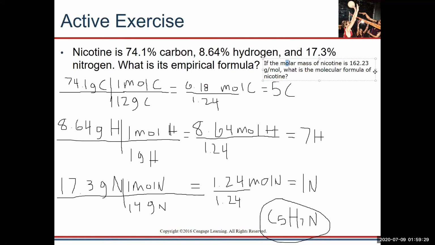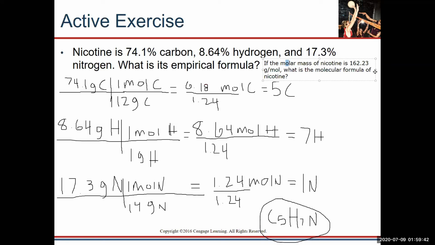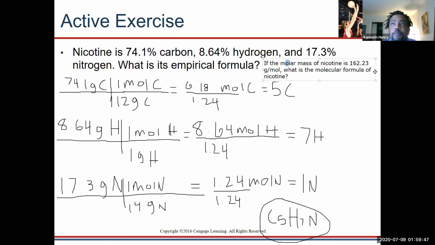Is this when we use the 6.02 whatever? That's right. You are going to use that. But first thing you need to do is calculate the molar mass of the empirical formula. Okay, Jessica, since you told them, can you calculate the molar mass of the empirical formula?